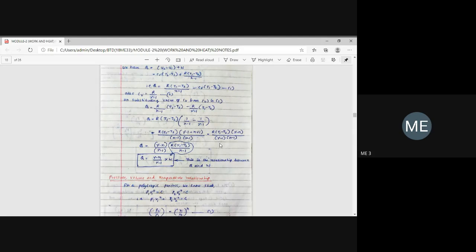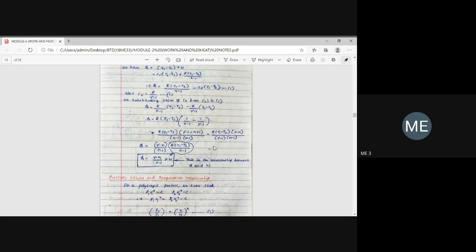Okay, so I'll repeat once again. Gamma equals Cp by Cv, you know, right? And R equals Cp minus Cv. Just write that equation and divide all the terms by Cv.